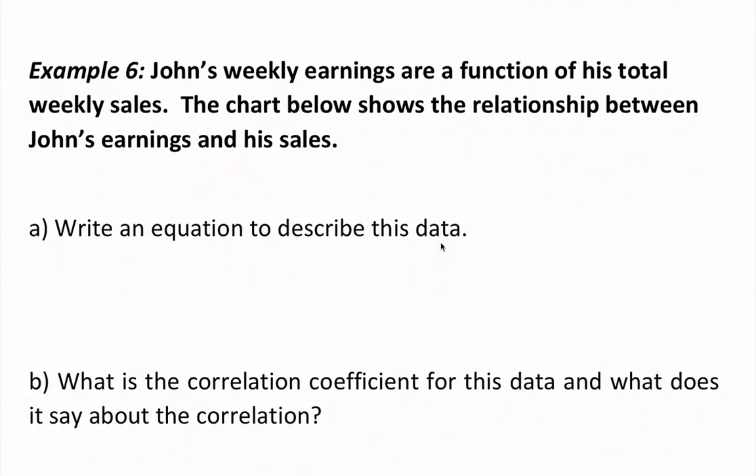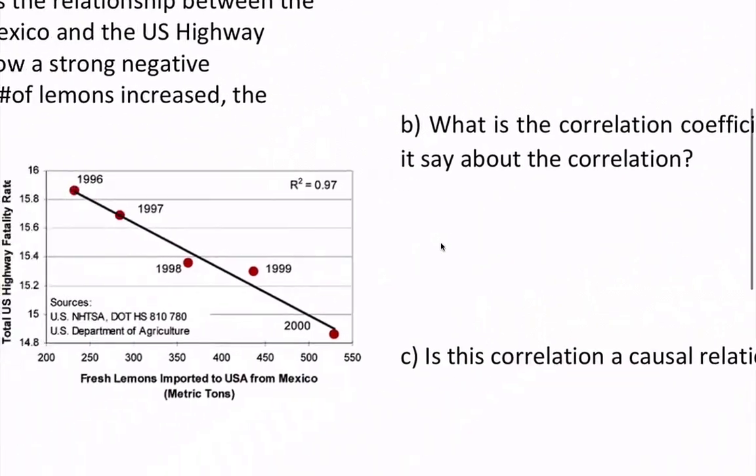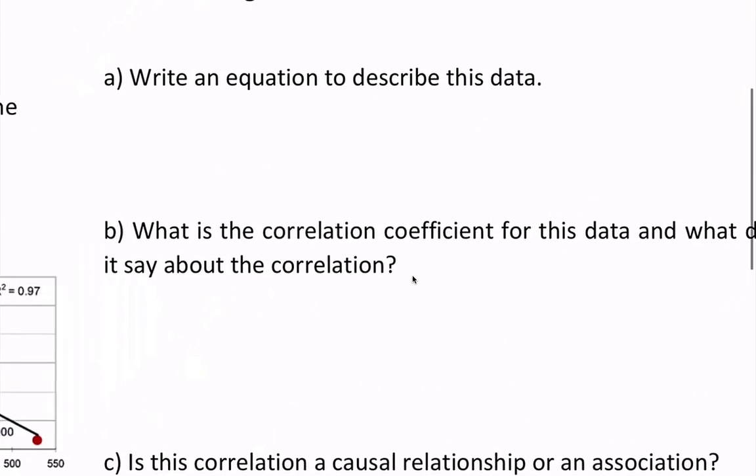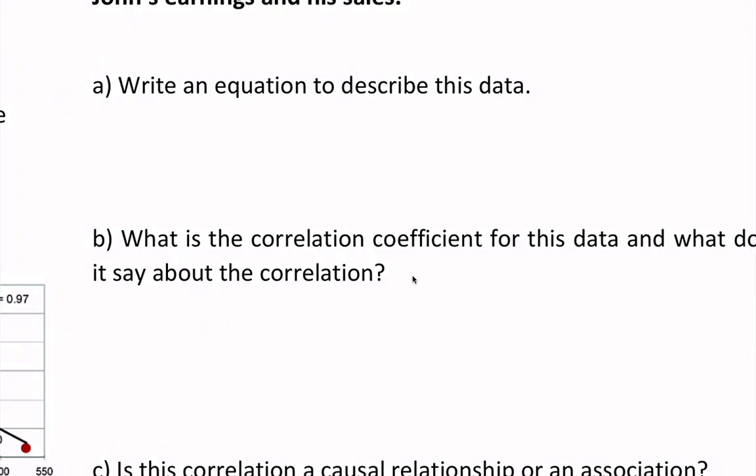Okay, on example 6, it says John's weekly earnings are a function of his total weekly sales. The chart below shows a relationship between his earnings and his sales. So here's this chart. If John sells 100, he earns 506. If he sells 200, he earns $512. So that's what that chart is. Whenever you have a table, X is always first, then Y. So I want you to label this as X and this as Y. Just good practice. Okay, and it tells me to write the equation to describe the data.